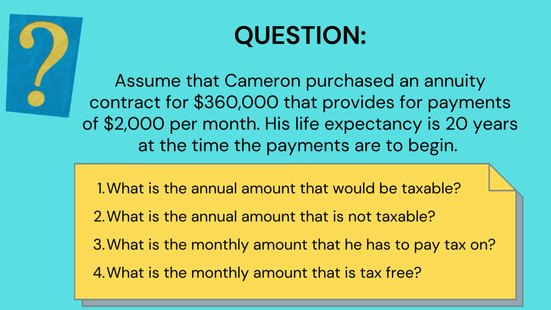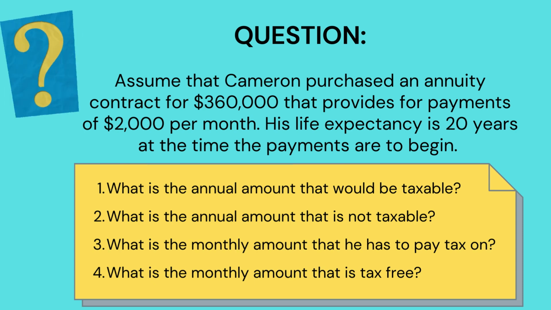So I'm going to read this question, which is a very common question on this topic. Assume that Cameron purchased an annuity contract for $360,000 that provides for payments of $2,000 a month. His life expectancy is 20 years at the time the payments are to begin. When you get a question like this, they could be asking for several different things and presenting it to you in several different ways.